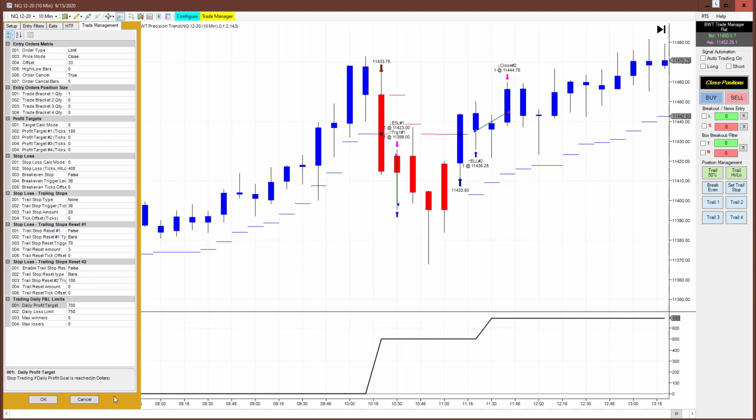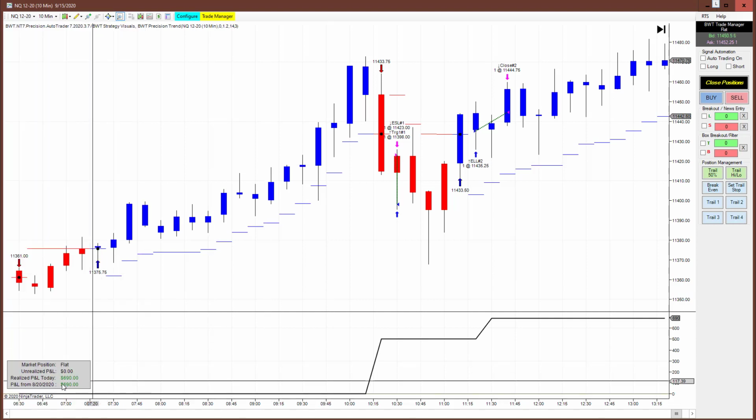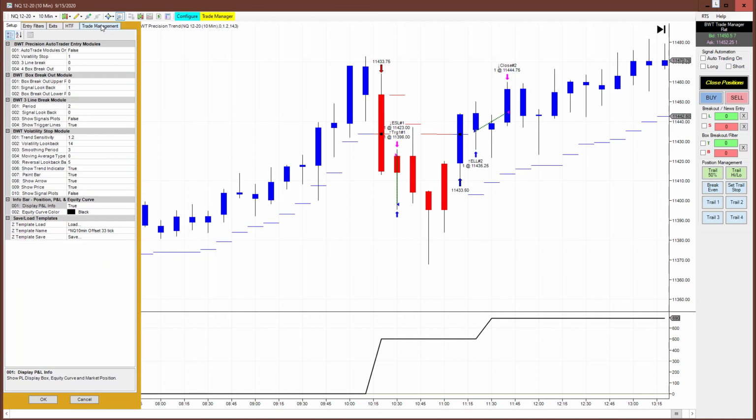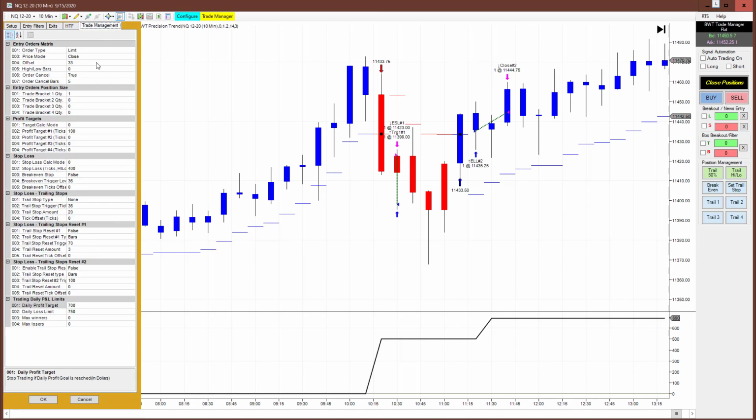So this is my Leeloo Live funded account, and I'm trading the 10-minute chart here. I hit my goal of 700 and there was 2 ticks of slippage, so the net was 690, and there was 2 trades here. And what I'm doing different than Trader Jim's contract or template is I'm only trading a single contract, but instead of a 20 tick pullback, I'm pulling back 33 ticks.